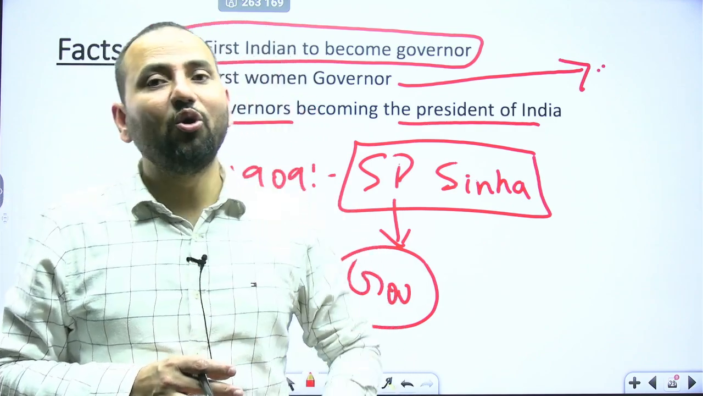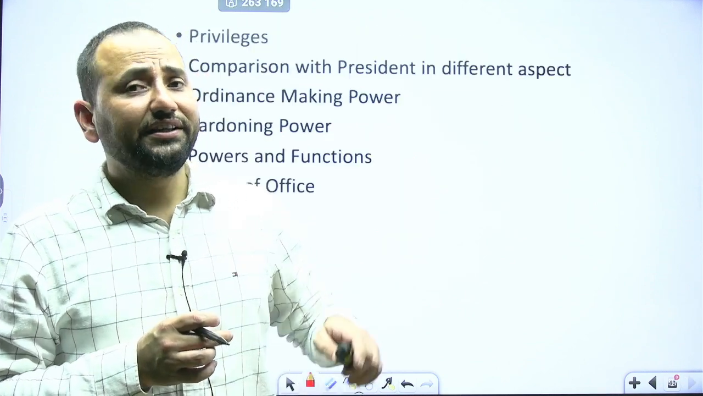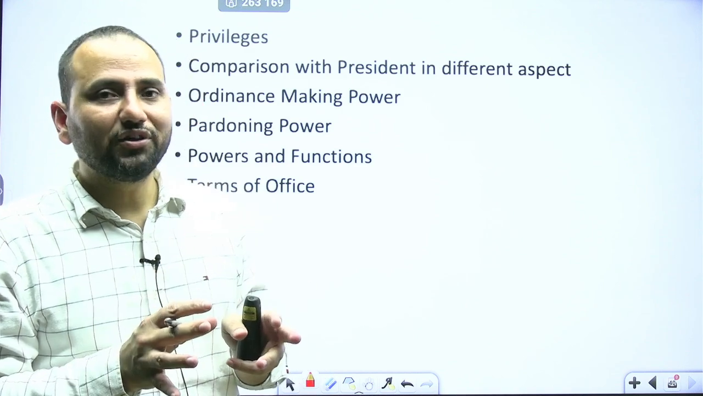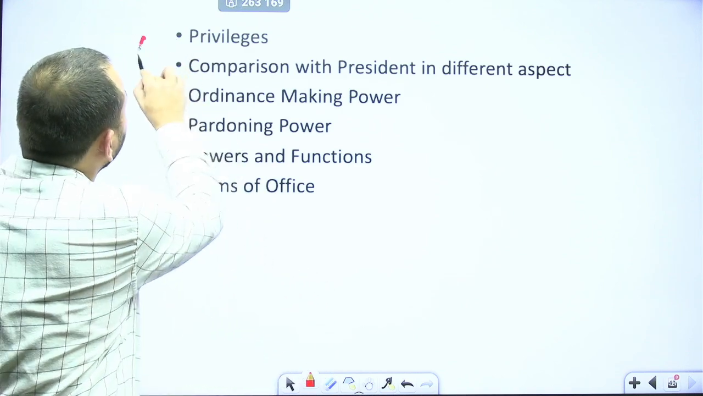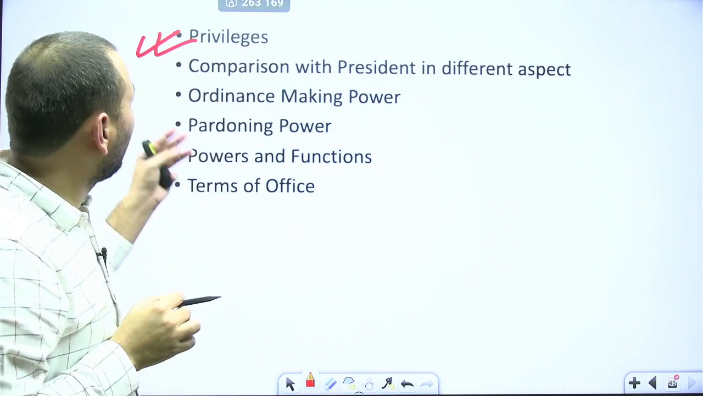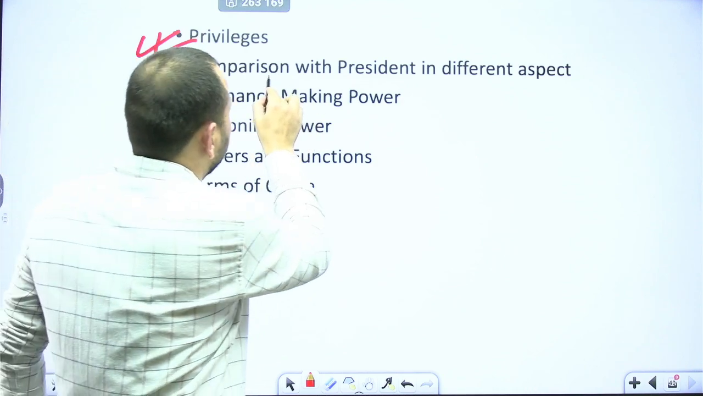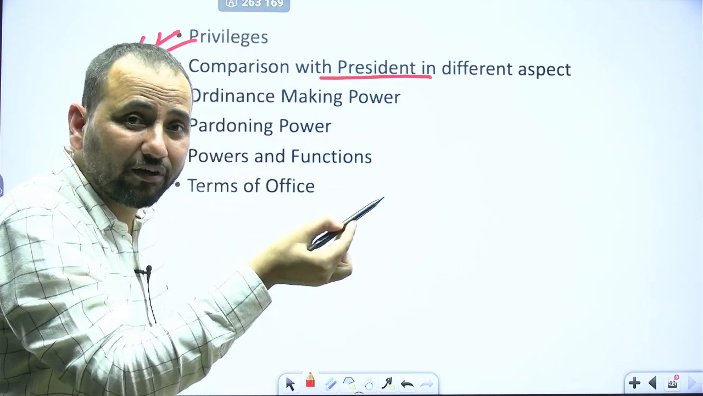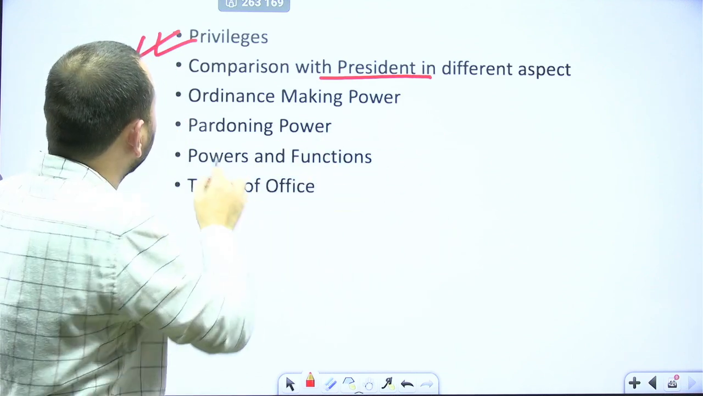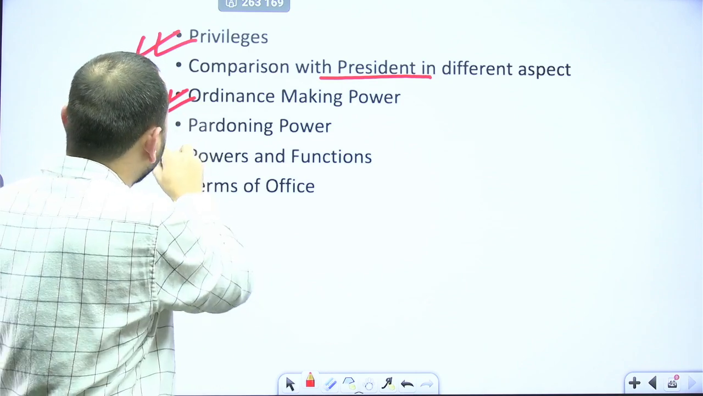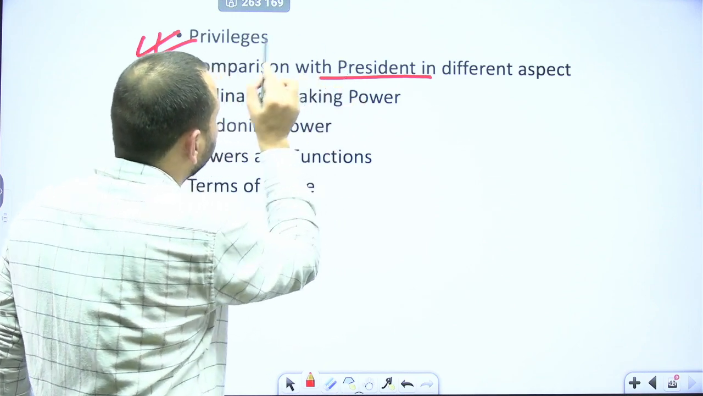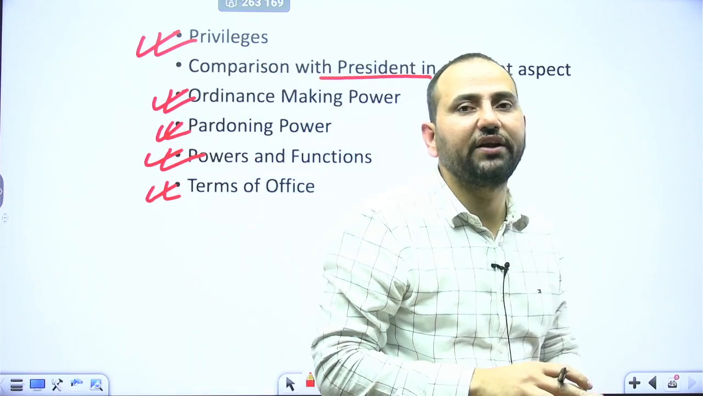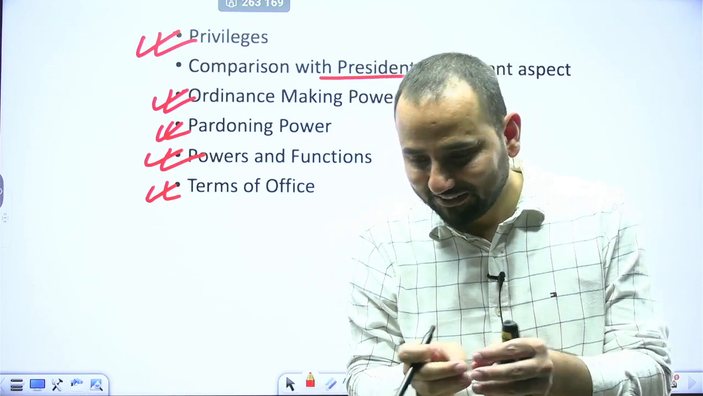Again, if you talk about this whole dimension associated with the concept of governor, there are various things which I have not covered specifically here, because of lack of time. We have to see the privileges which are there in the hands of the governor. Along with these privileges, we have to understand the comparison of president and governor in different aspects, be it the veto power, the ordinance power, and various other dimensions. We have to see the ordinance making power of the governor also. We have to understand the pardoning power. Now, this pardoning power can also be related with the president. We have to see the powers, functions and terms of office. I have not specifically mentioned these things because of lack of time, as this is a demo class and we have to submit this in a time frame also.